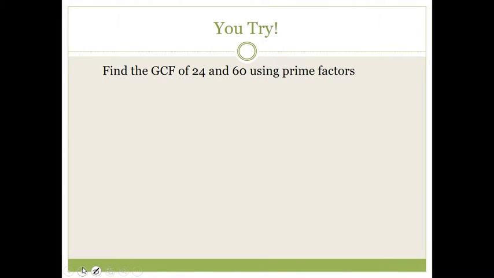So let's go ahead and see if we can find the greatest common factor of 24 and 60 using the prime factors.